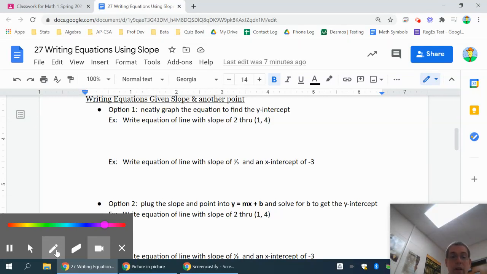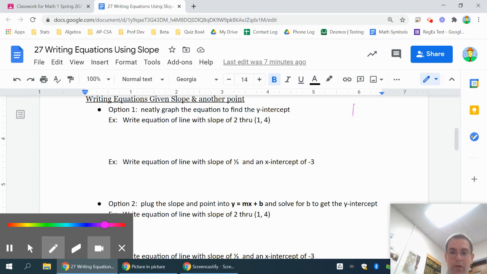Okay, what we're doing today is we're looking at how to find slope and a point and using that to find the equation. So we're going to go ahead and go through a couple examples. One option is you can always just very neatly graph your equation and look for a y-intercept that way.